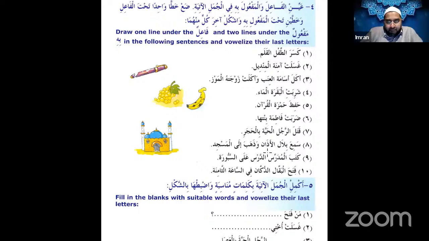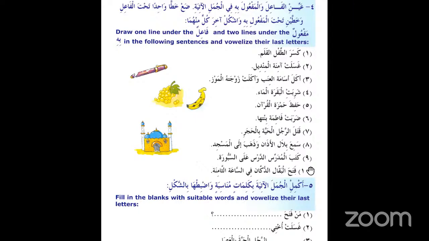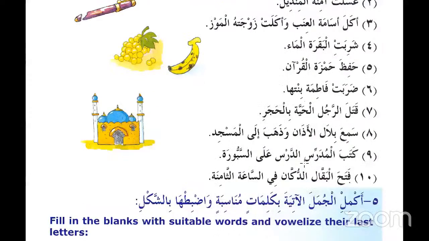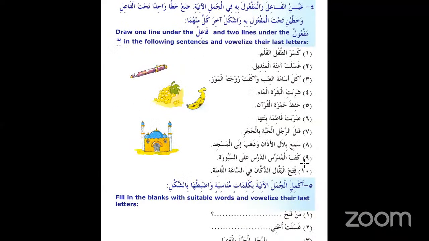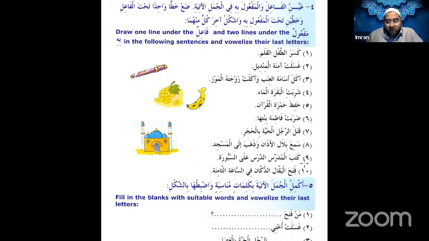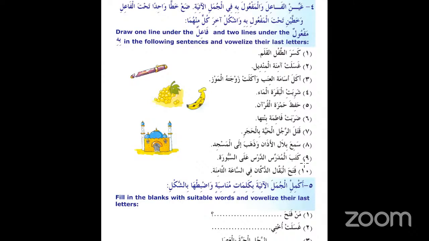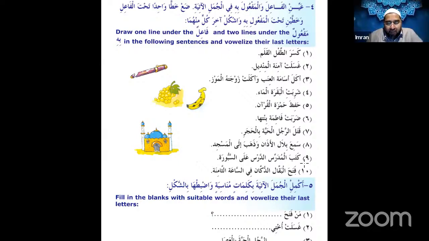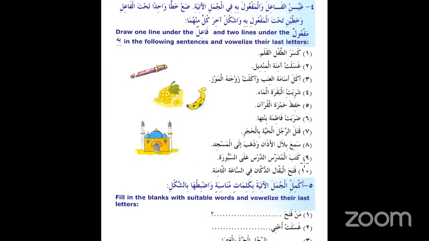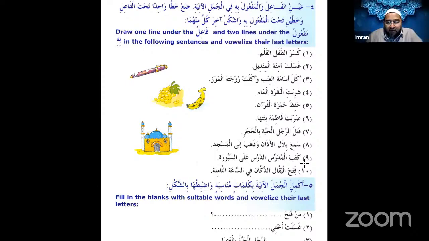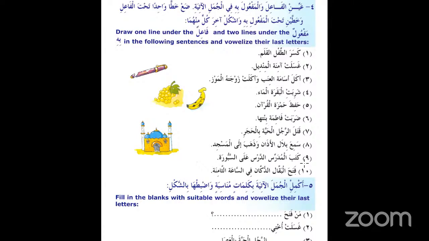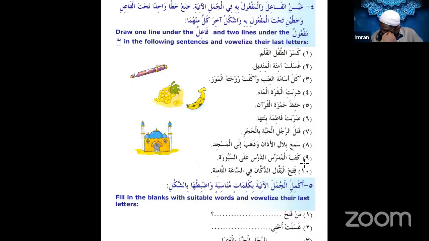Sister Homa, can you come on mic? Number 9. Kataba al-Mudarrisu ad-darsa al-Saburati. Kataba is the verb. Al-Mudarrisu is the fa'il. Excellent. And ad-Darsa is maf'ul bihi. Excellent.